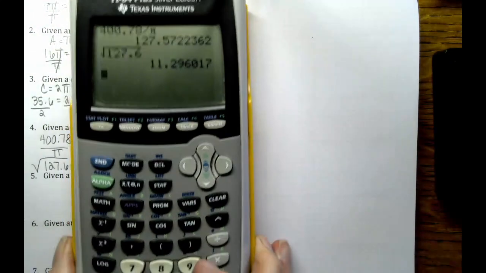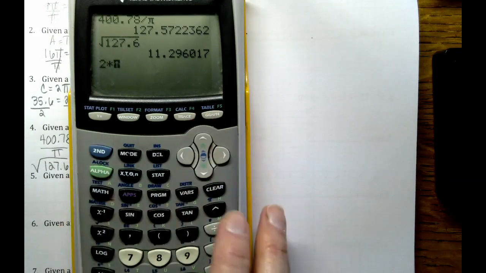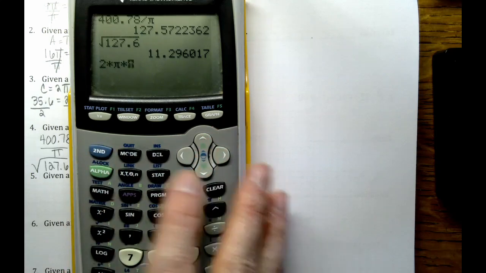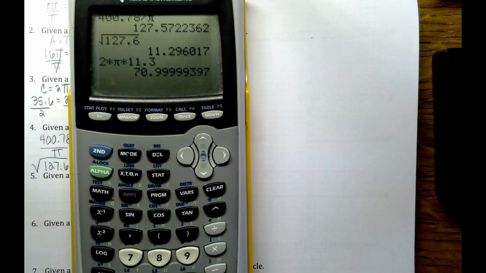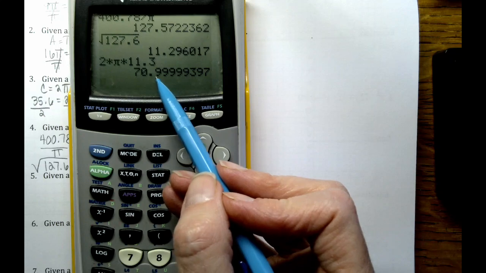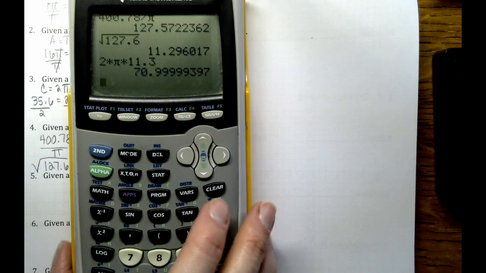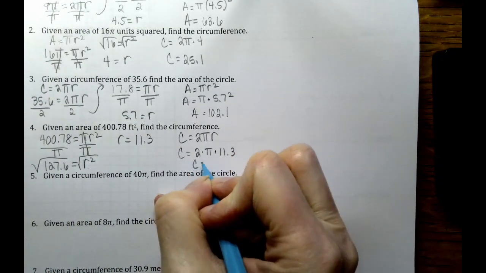2 times pi times 11.3 gives us 70.99. This 9 is going to round this up to a 0. So 70.99 is really going to round to be 71. So our circumference is going to be 71.